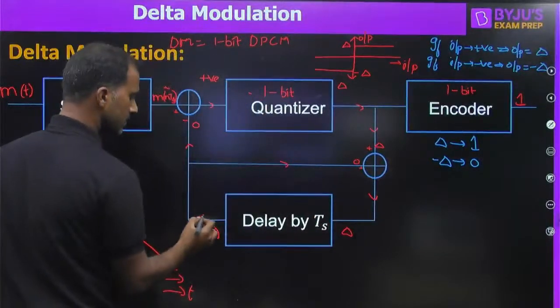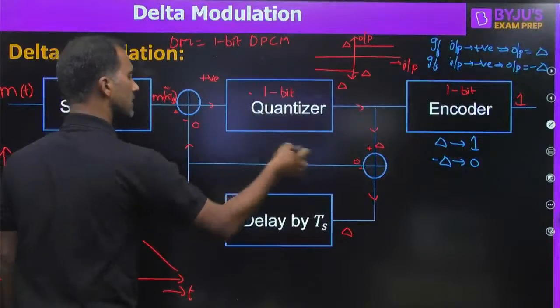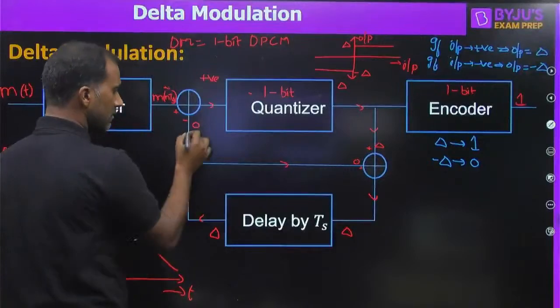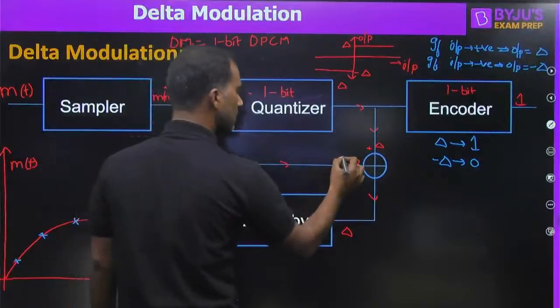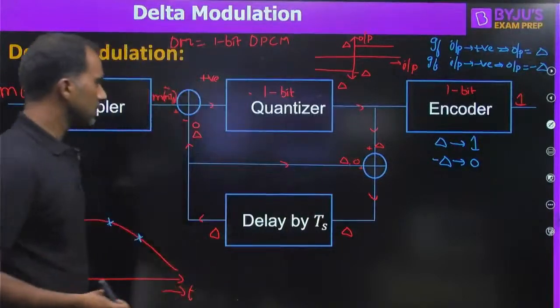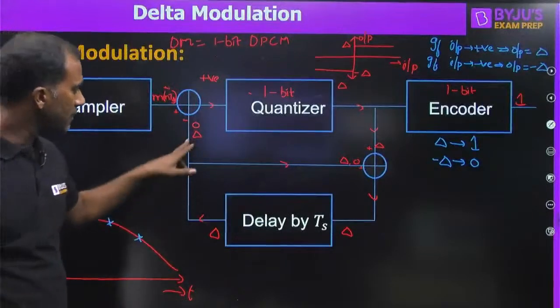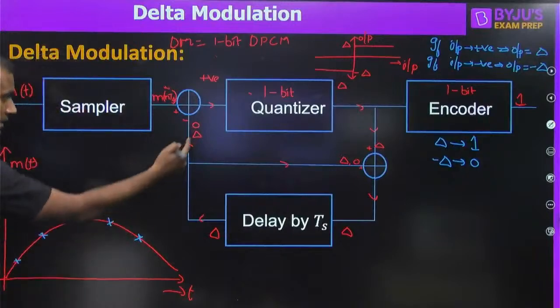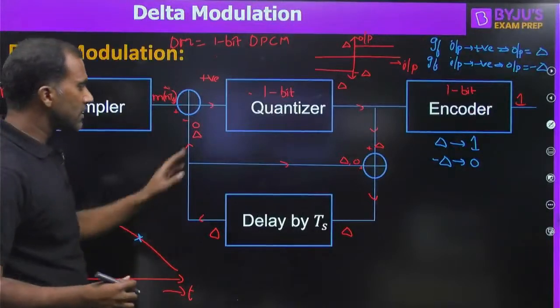It goes like this. And the signal here goes like this and this. Right. Now, this delta will come here and it will go here after TS seconds. Now, we know the signal here, right? We know the feedback signal. So, let me plot the feedback signal. So, try to understand the feedback.